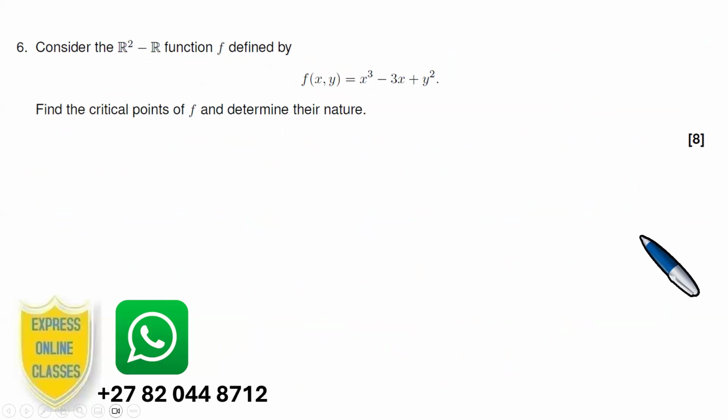Consider the R2 to R function defined by this. Find the critical points of F and determine their nature. Right, so we want to find the critical points of F, but also we shall find their nature. The question is, where do we start? And how do we proceed with solving this particular problem here?